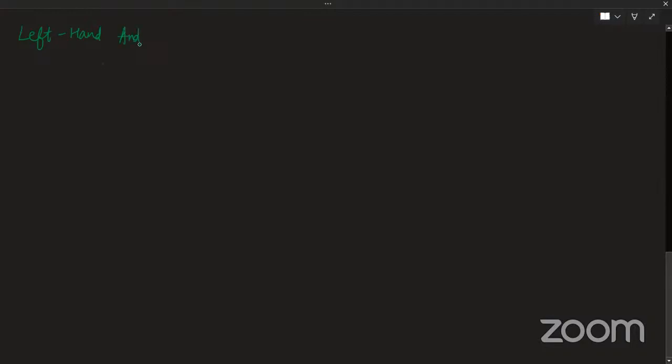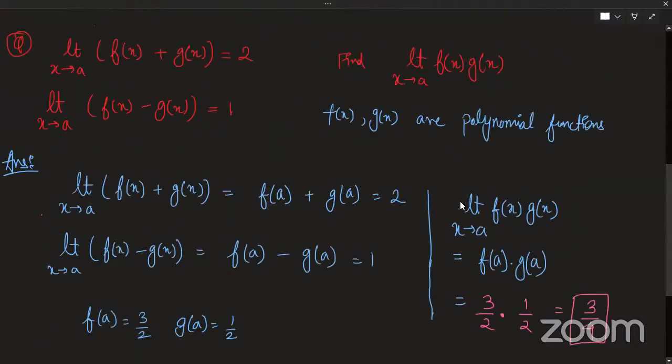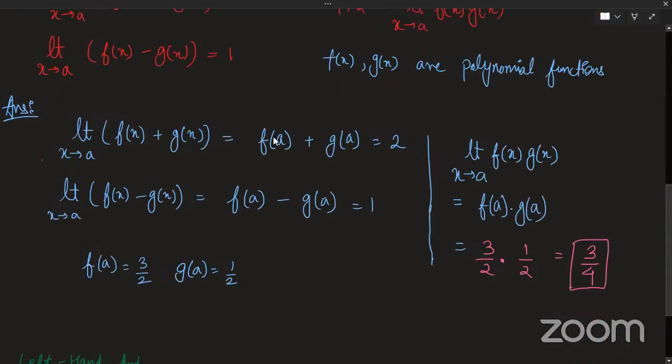How did you get f of a 3 by 2, sir? See, I know f of a plus g of a is equal to 2, and f of a minus g of a is half. Fine. So I have two equations and two unknowns. Two equations regarding this, and f of a and g of a are my unknowns. So can I find my value of f of a and g of a? Two equations, two unknowns.